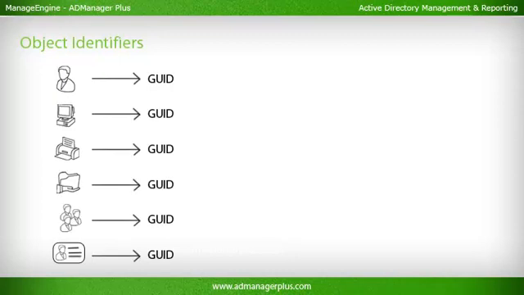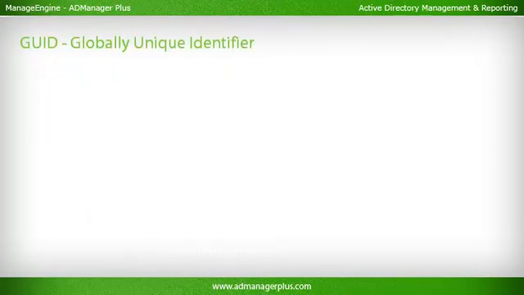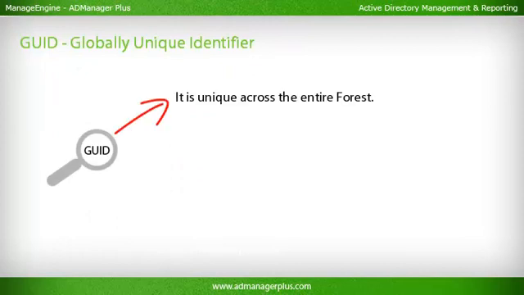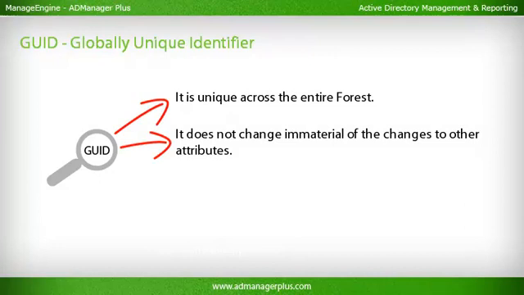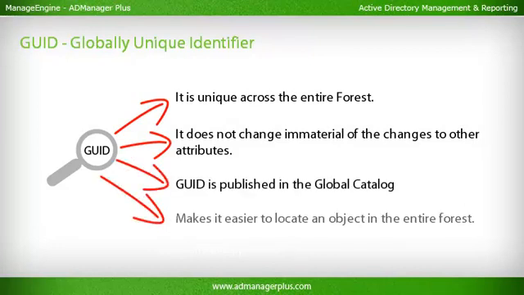Object identifiers. Each object will have a globally unique identifier. Security principals will have a security identifier as well. GUID, globally unique identifier. It is unique across the entire forest. It does not change irrespective of the changes to other attributes. GUID is published in the global catalog, which makes it easier to locate an object in the entire forest.